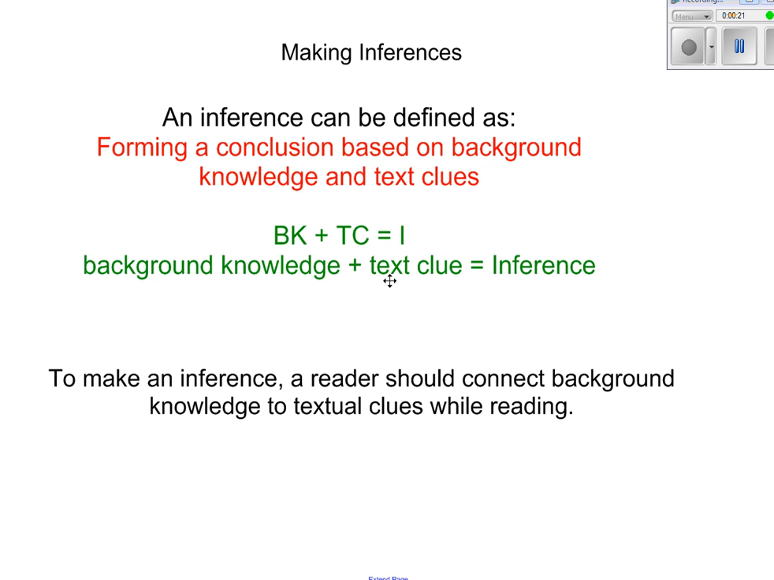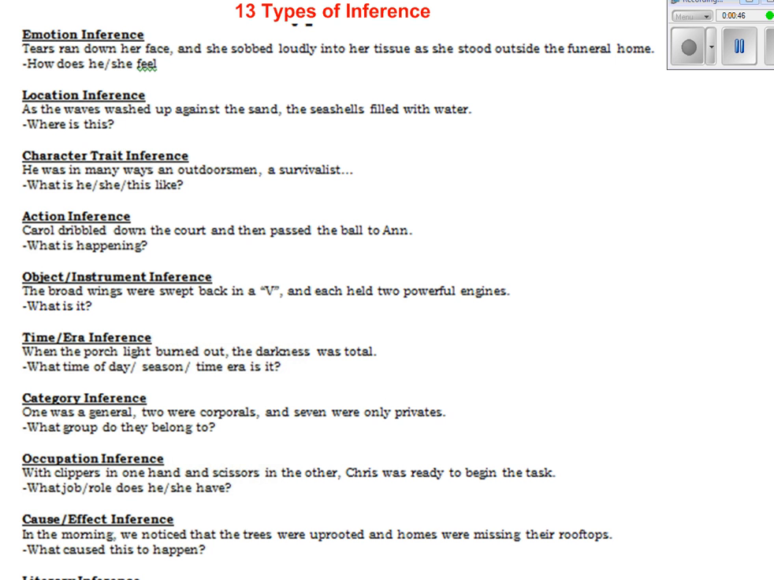Text clues are the things you get from the story. What information does the story actually give you? What can you pull out of the text? You use that along with what you already know, your background knowledge, to draw a conclusion or make an inference and learn something that you didn't know about the text previously. Okay, so as it says here, a reader should connect their background knowledge to the text clues while reading.